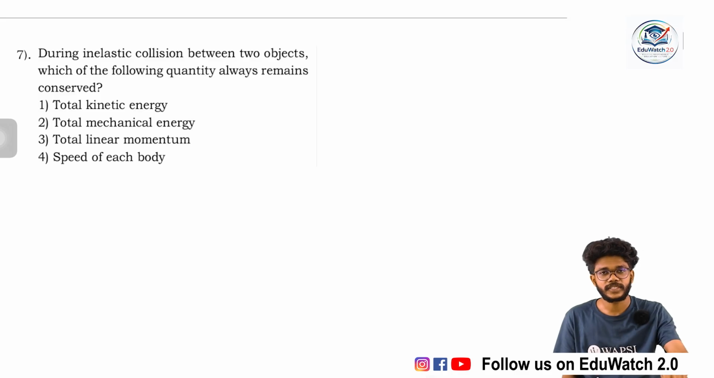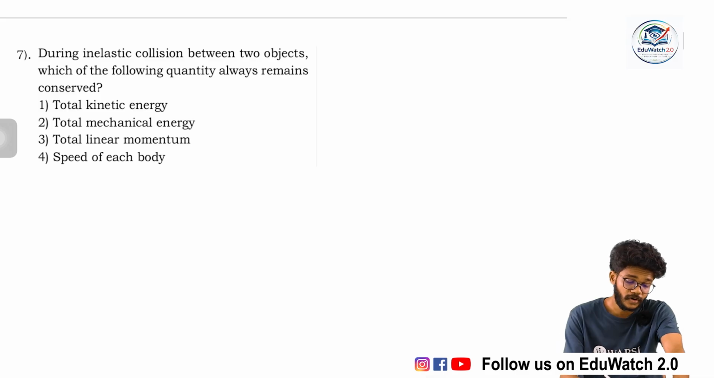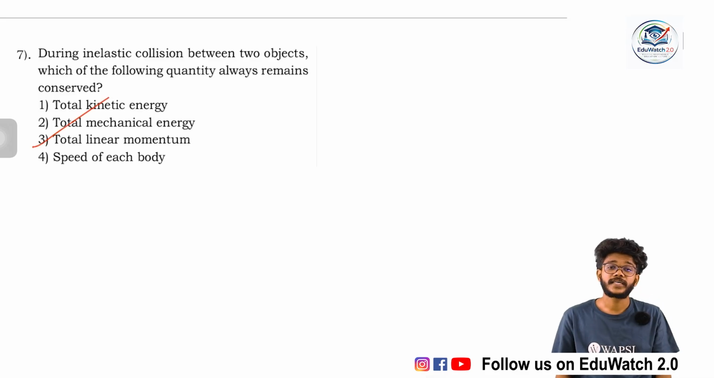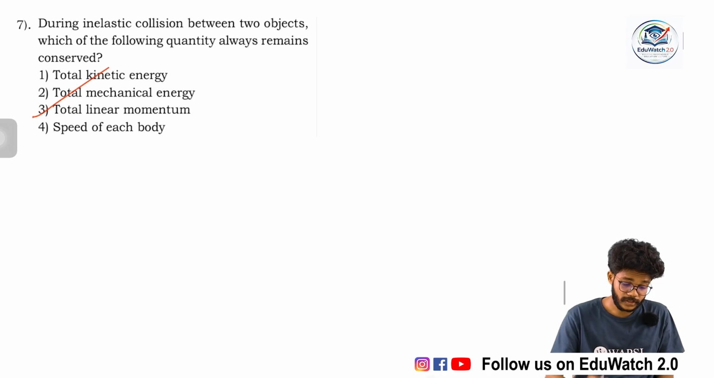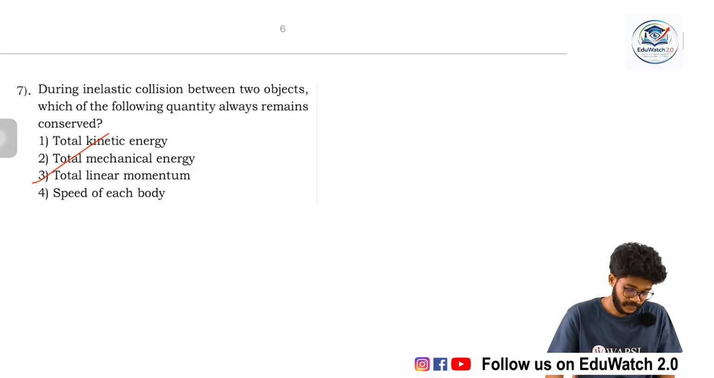In the collision, the total linear momentum, not the linear momentum of one particle, is conserved. One particle's momentum can't be constant. Total linear momentum is the only correct answer, so the third one is the conserved quantity in an inelastic collision. If it is an elastic collision, the kinetic energy and mechanical energy can be conserved. So carefully read the question, whether it is inelastic or elastic. Thank you.